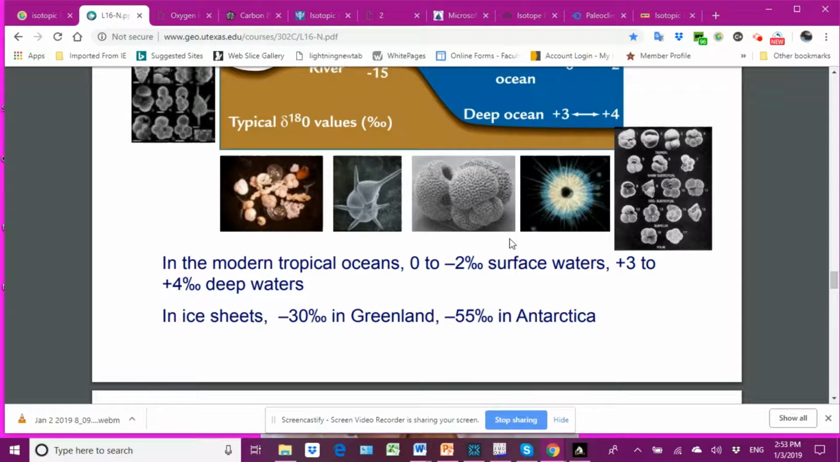It's a mouthful. Diatoms are phytoplankton typically found in high latitude waters, such as the Gulf of Alaska and Bering Sea, those kind of things. And they make tests out of silicon, so silicate shells. And again, we can see some of the values. The ice sheets are about -30 per mil in Greenland, -55 per thousand in Antarctica.